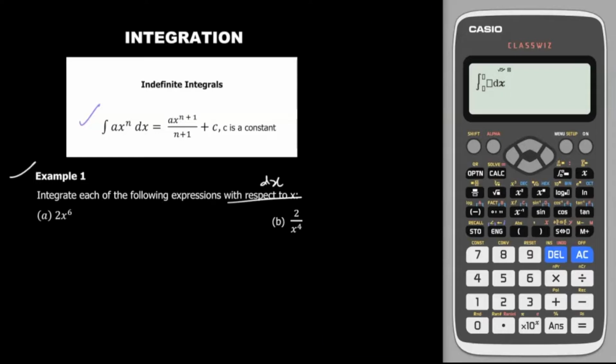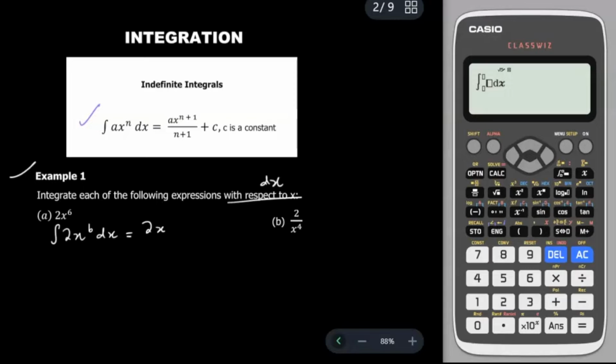Okay, so let's look at A. So 2x power 6. So integration of 2x power 6 dx is equals to 2x the power plus 1, then over the power plus 1, then plus c. Okay, c is a constant value because the limit of the integration is not given. So equals to 2x power 7 over 7 plus c.